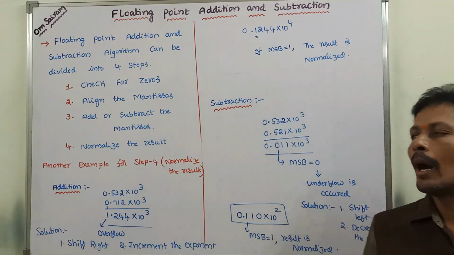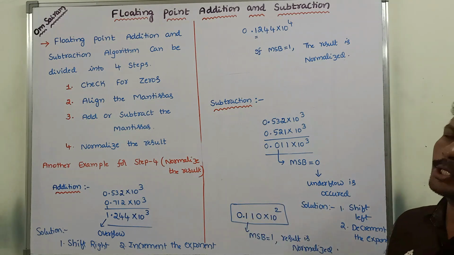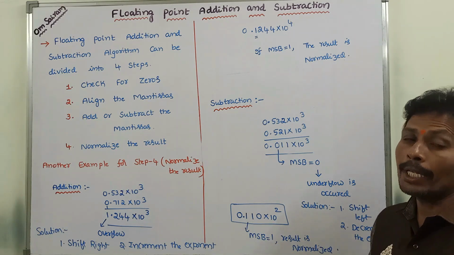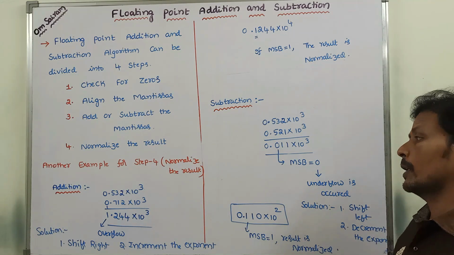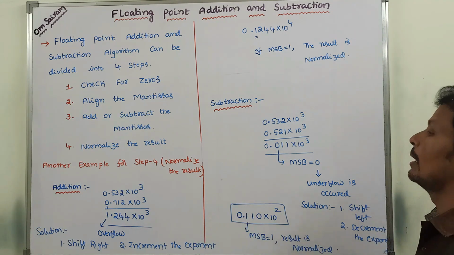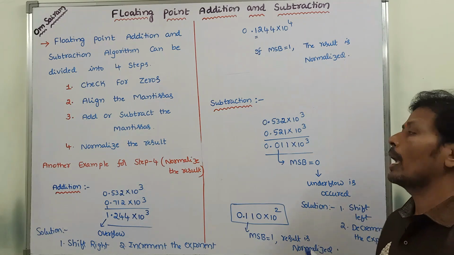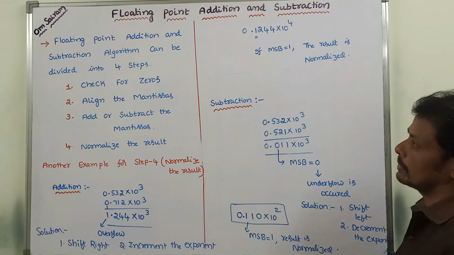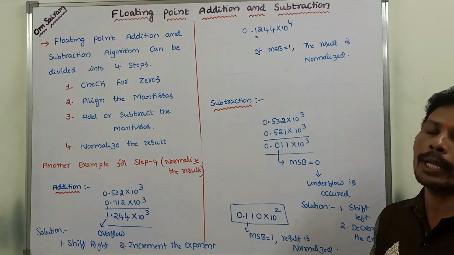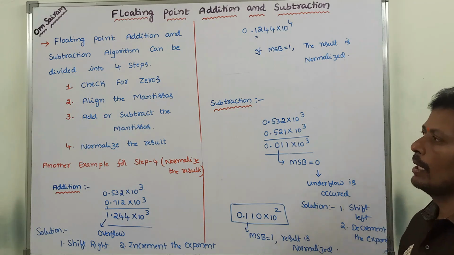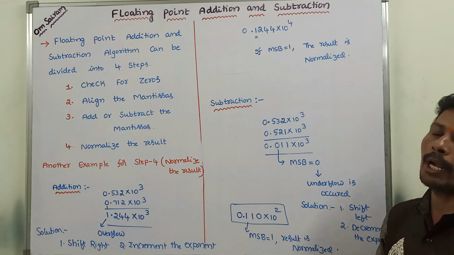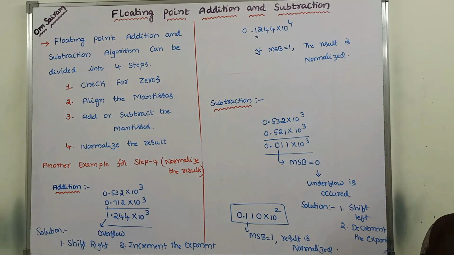So in this way, we learned how to overcome the overflow condition and the underflow condition when performing the addition or subtraction operation. After performing the addition operation, if any overflow occurs, how to overcome it. After performing the subtraction operation, if any underflow occurs, how to overcome that one. So this is the procedure we have to follow for performing floating point addition and subtraction operations. These four steps are compulsory for performing the addition and subtraction operation between two floating point numbers.